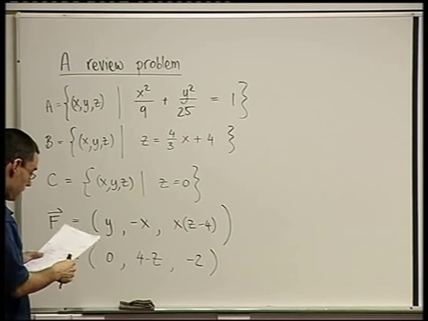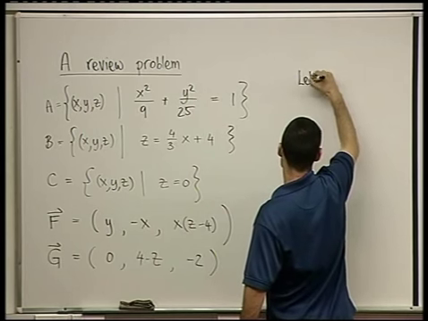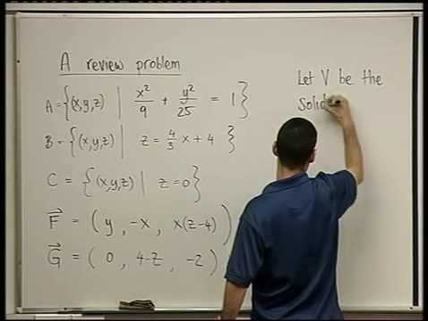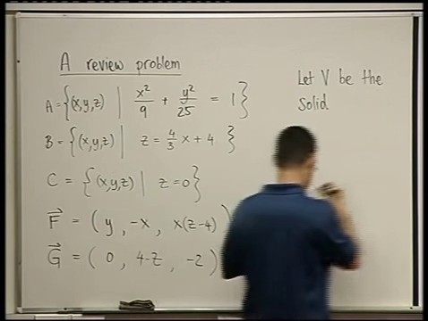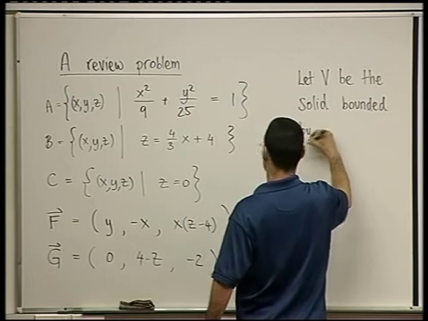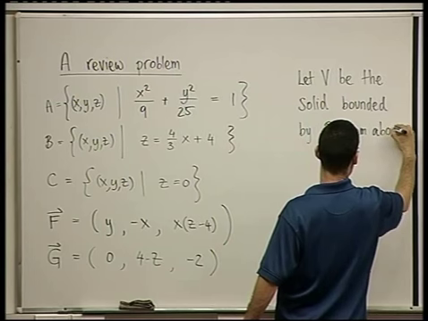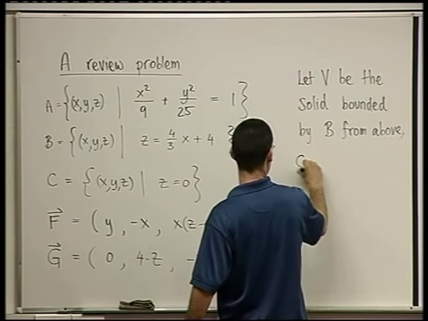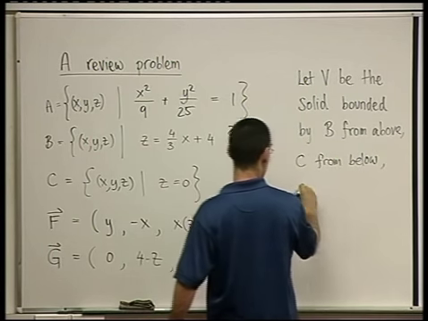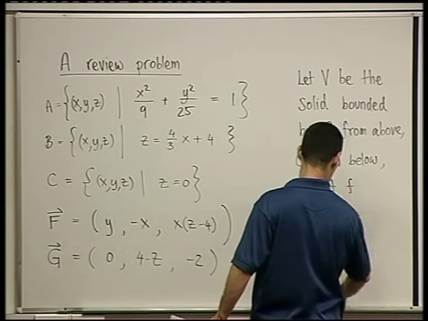Three surfaces, two fields. And let V be the solid, or the body, bounded by B from above, C from below, and A from the sides, on the sides.